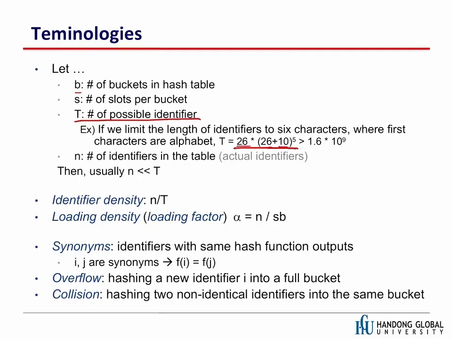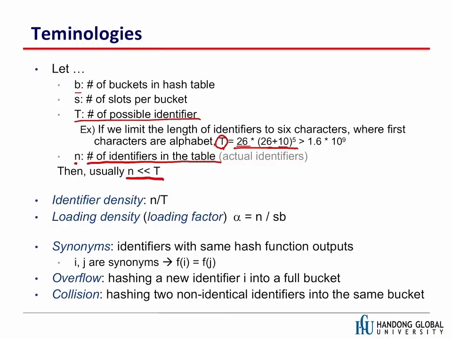Then what is N here? N is the number of identifiers in the table, so actual identifiers. Let's go back to the dictionary analogy. In the dictionary, T is all the potentially possible combinations of the characters. But N is the actual number of words in our dictionary, like 22,000 words or so. And so usually N is way smaller than T.